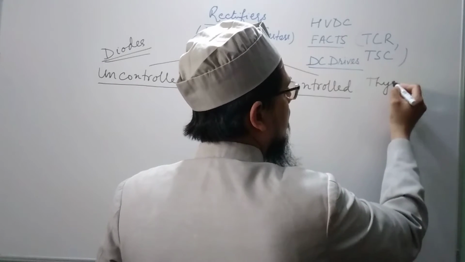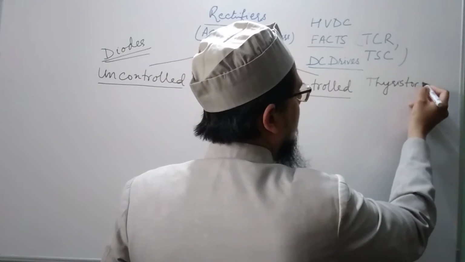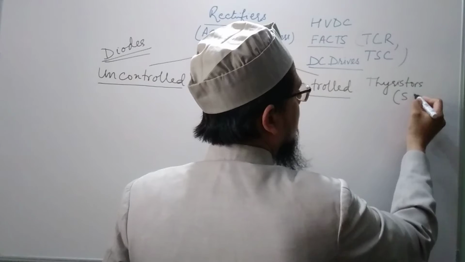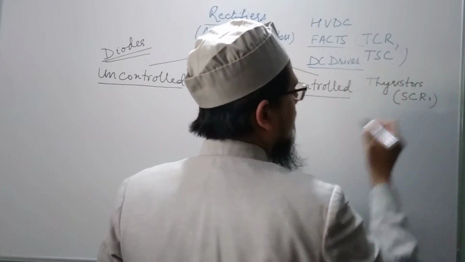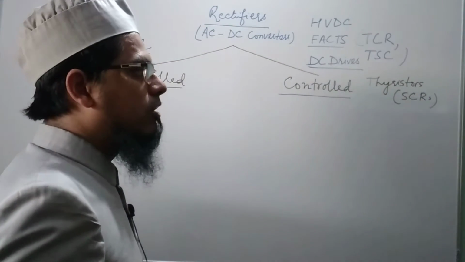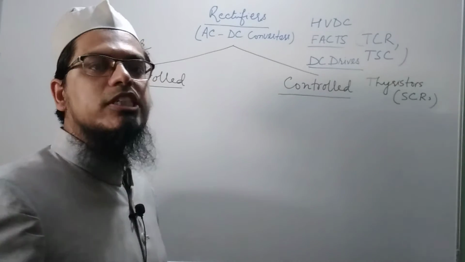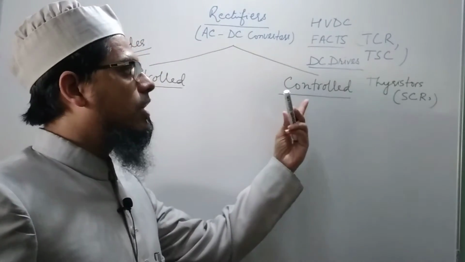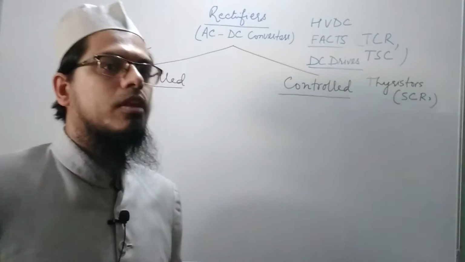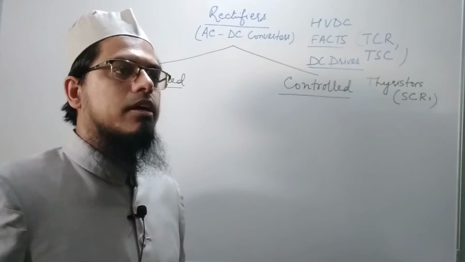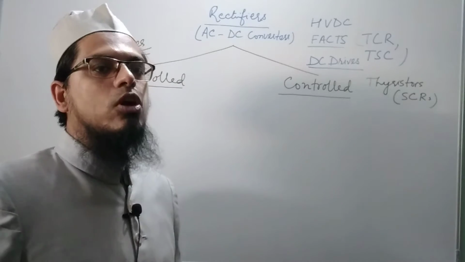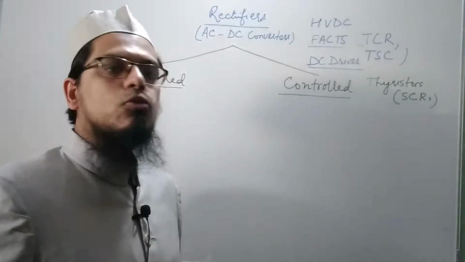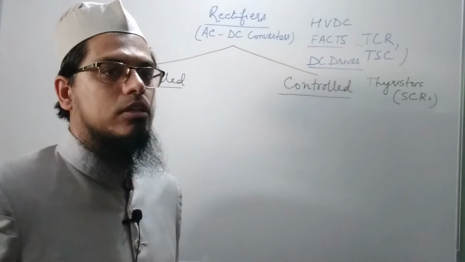While in case of a controlled rectifier, we employ thyristors, or more specifically SCRs, the silicon controlled rectifiers, for controlled conversion from AC to DC. And as the name suggests, controlled rectifiers have the ability to obtain a DC output voltage which could be controlled.